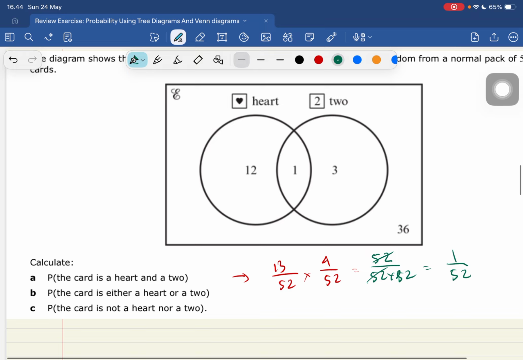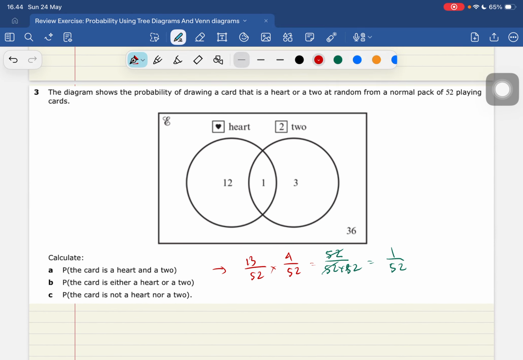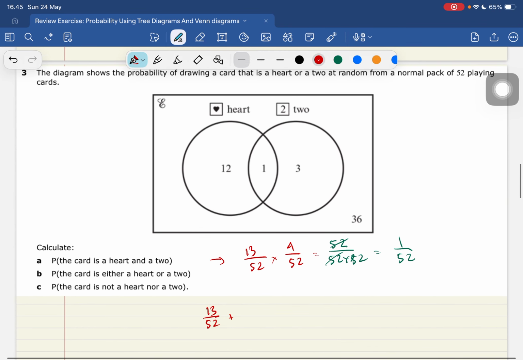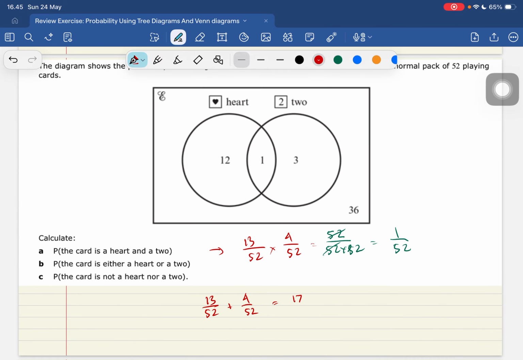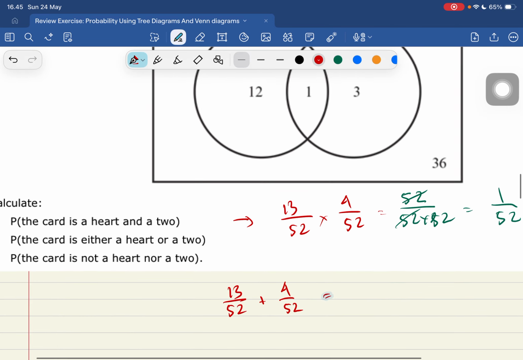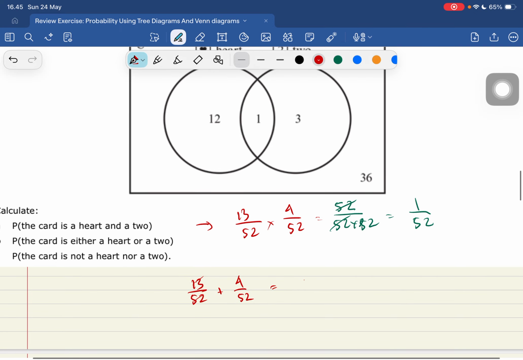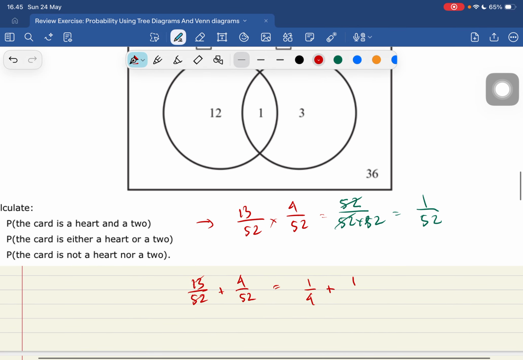The card is either a heart or a 2. Here a heart is 13 over 52. We add a 2, 4 over 52. So we could simplify it here: 1 over 4 plus, we divide by 4, this is 1 and 52 is 13.